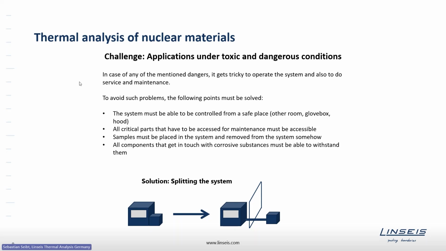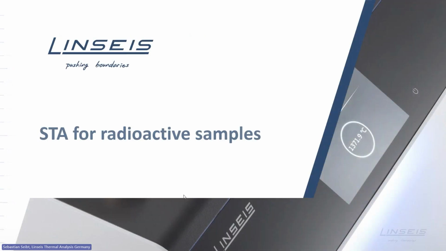Our solution to address all these points is to split up the system. If you have a toxic, dangerous, or radioactive environment, what we try to do is to separate the crucial parts from the electronics, the accessory parts, the control parts, and so on. That can be separated by a glove box wall, or even by a concrete wall or a room wall. So you can control and maintain the system from the next room, from a safe zone. That's our solution, how we address this.